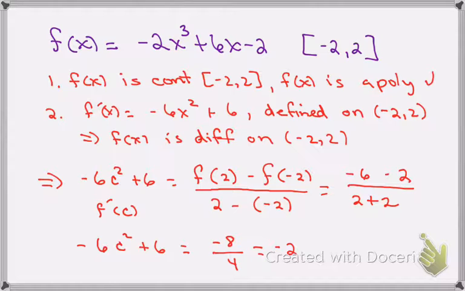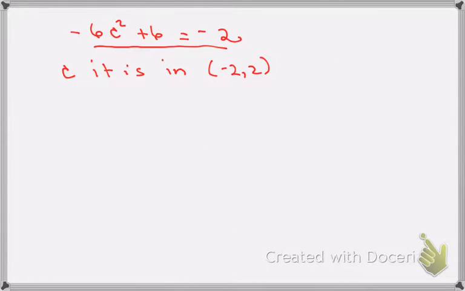So we need to solve that quadratic equation to determine the values of c that satisfy the conclusion of the theorem. Again, we have minus 6c squared plus 6 is equal to minus 2, and we have to make sure that c is in (minus 2, 2) once we find the c. We have to be careful because in some of these problems you can actually find values of c that are not in the interval in question. So when we get our values of c, we need to confirm that they're actually in that interval.